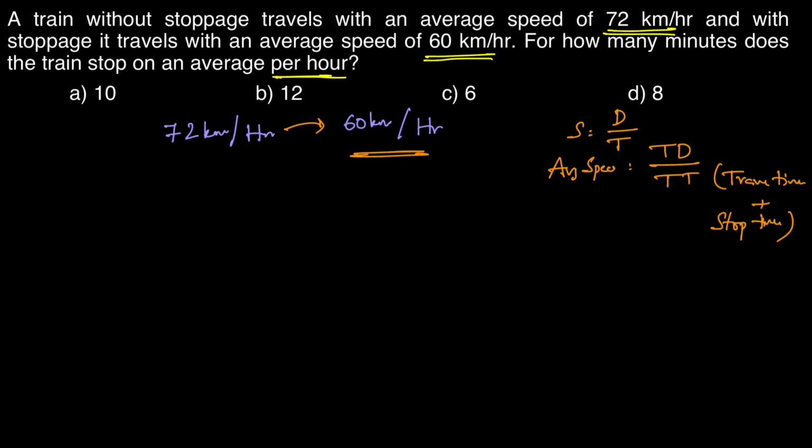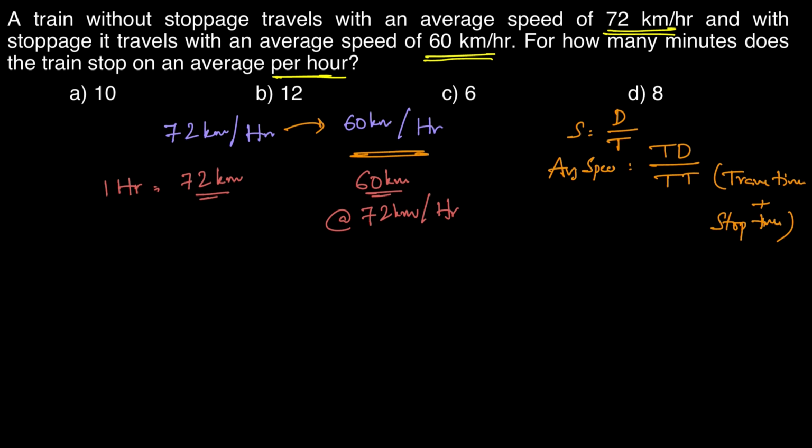Ideally, if the train is moving at a speed of 72 kilometers per hour, it should cover a distance of 72 kilometers. So in 1 hour, the distance to be covered is 72 kilometers. But it is able to cover only 60 kilometers in 1 hour. So to cover 60 kilometers at a speed of 72 kilometers per hour, what is the time required?